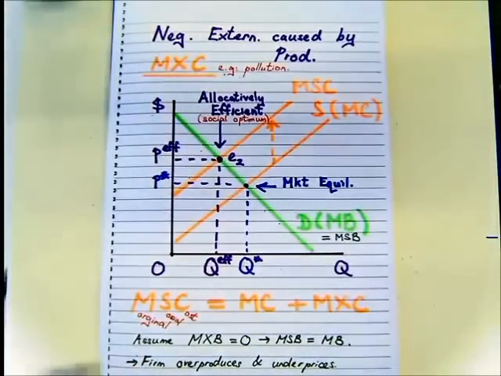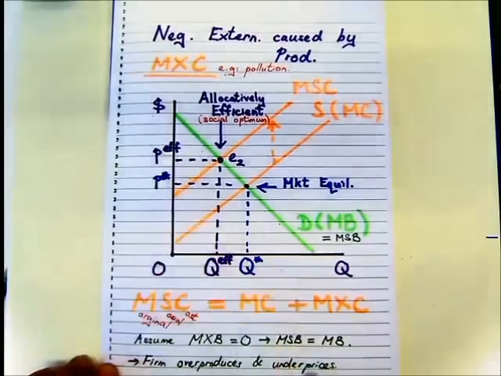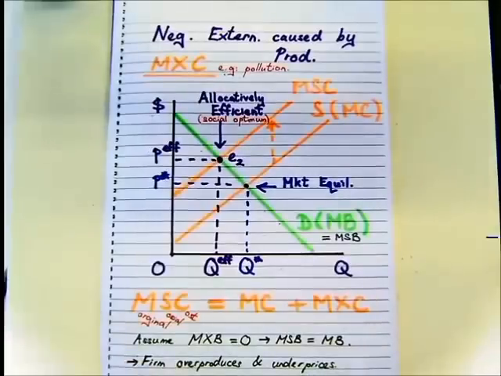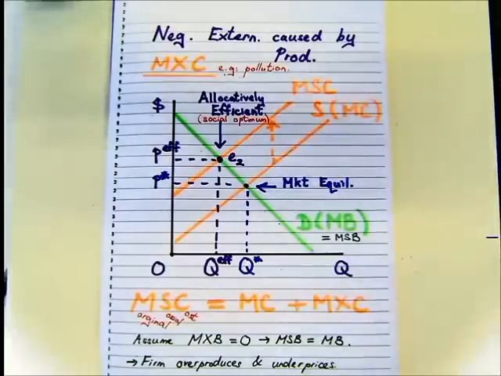The firm is overproducing at Q star and the firm is underpricing at P star. What's the solution in this case for this negative externality? How can we solve this problem? Well, the firm is not taking the externality into account. The firm is not taking the external cost into account.